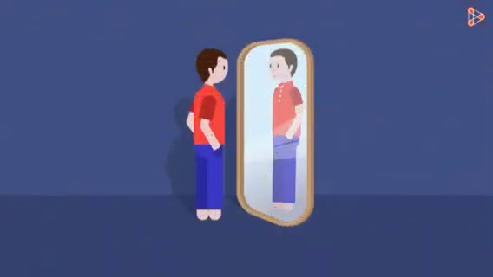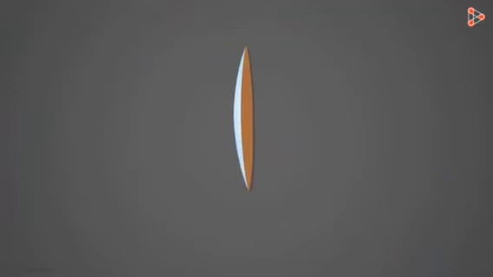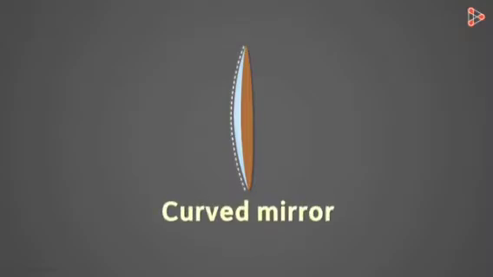Till now, we have been looking at the properties of images formed by plane mirrors. A plane mirror is a mirror whose reflecting surface is flat. What about this mirror? Is this also a plane mirror? This is a mirror as it has a smooth reflecting surface. But this is not a plane mirror as its reflecting surface is not flat. The reflecting surface is curved and hence this mirror is called a curved mirror.